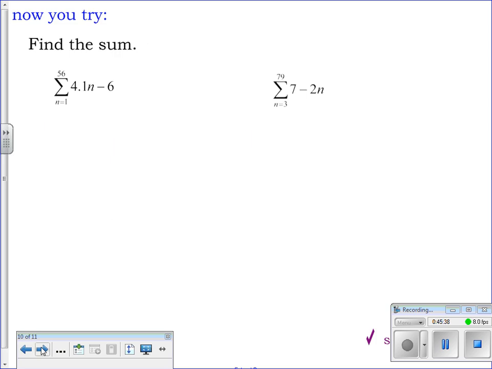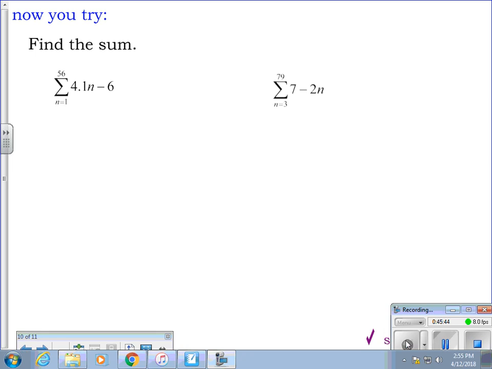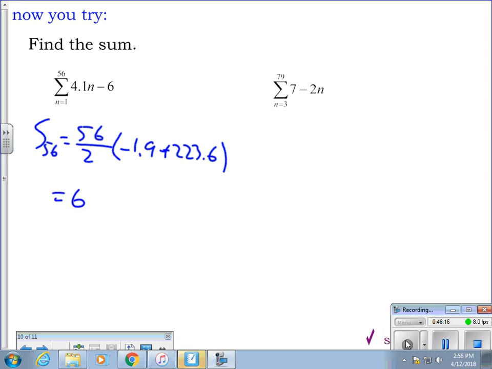Let's do those two. Okay, so on the first one here, we are taking the first 56 terms. 56 divided by 2 times my first term, which is negative 1.9. My 56th term is 223.6. Add those two together, times 56 divided by 2. And I get 6,207.6 is what I got.